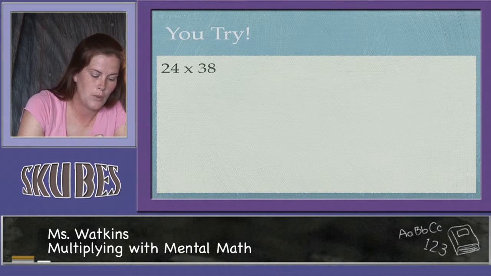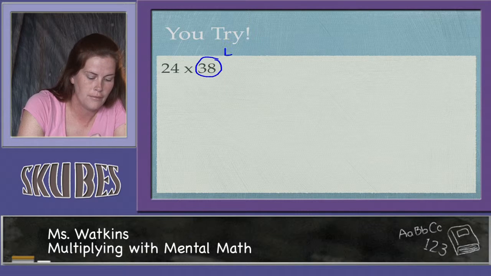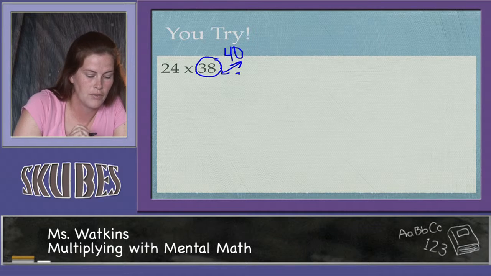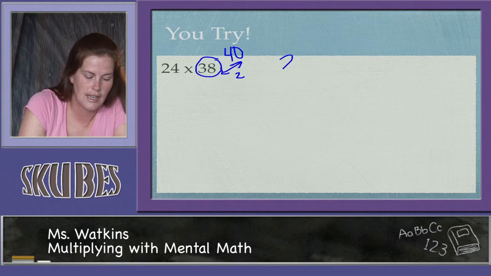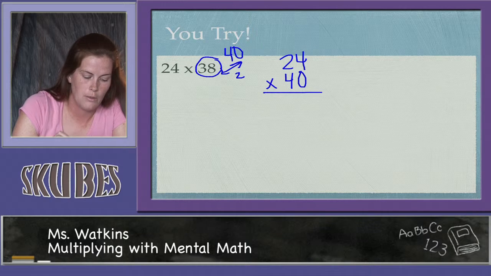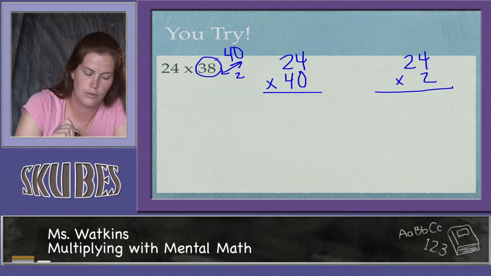Okay, so let's try with this one. We're going to round up our 38 to 40. And so remember our difference between the two, we're going to subtract. That's a 2. So we'll do 24 times 40, and then we're going to do 24 times 2 and subtract those two products. So let's start with 24 times 40.